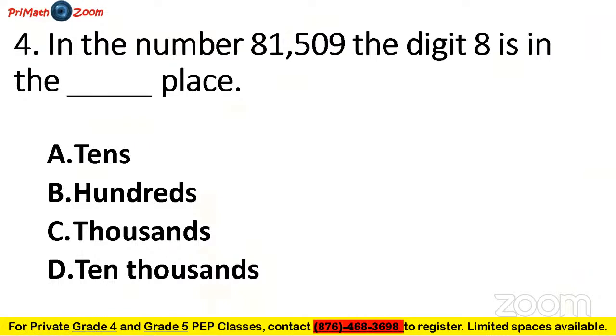Number 4 says, in the number 81,509, the digit 8 is in the what place? A, tens, B, hundreds, C, thousands, D, 10,000. So this is ones place, tens place, hundreds place, thousands place, 10,000s place. So the A is in the 10,000s place.